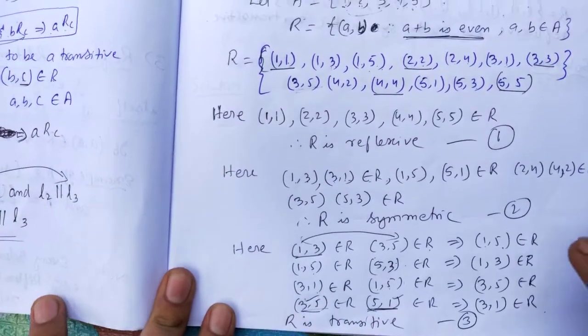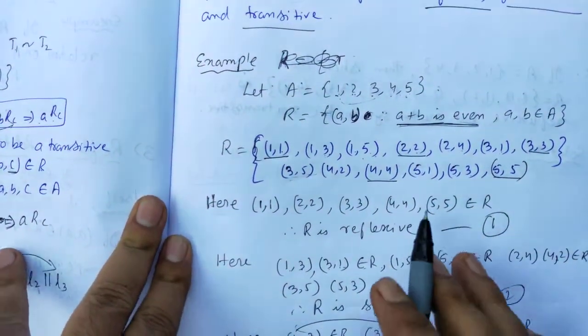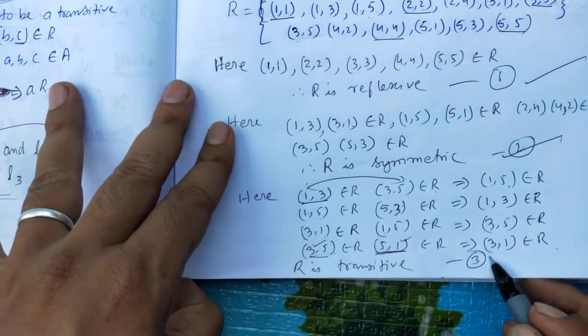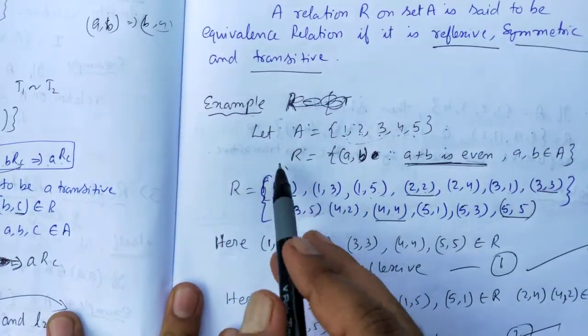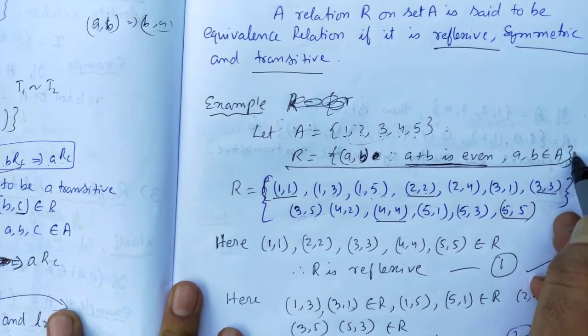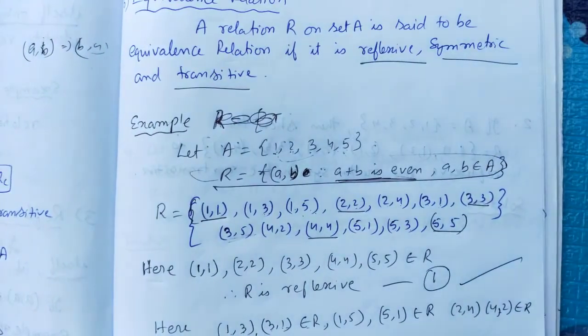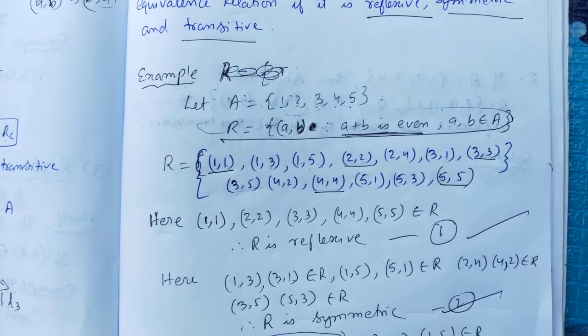So if it is satisfying reflexive, symmetric, and transitive, we can say that this relation R is an equivalence relation. Okay, thank you. You can pause the video to write everything. Thank you so much.